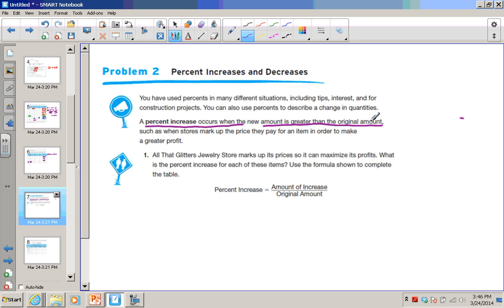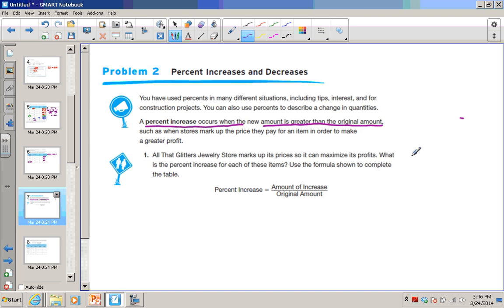An example of that is when a store marks up the price they pay for an item in order to make a greater profit. For instance, this jewelry store marks up its prices so it can maximize its profits. What is the percent increase for each of these items? Use the formula shown to complete the table.